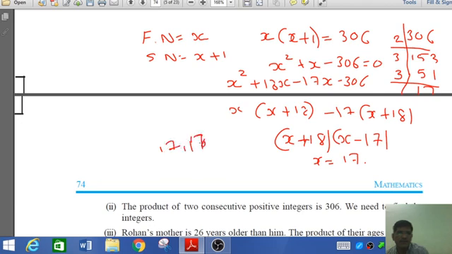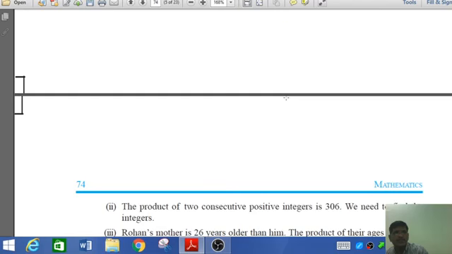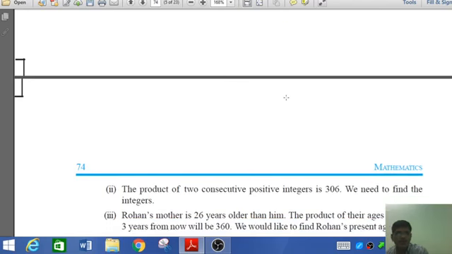Again I explain properly. What is the question? The product of two consecutive positive integers. Product means multiplication. Consecutive, the product is 306. So x in bracket x plus 1 is equal to 306. So x square, when I open the bracket, x square plus x minus 306, make a factor of it, you can get the answer. So this is the second sum that we have completed here. Actually it's an equation, but we have to understand, maybe they ask it in some other form.